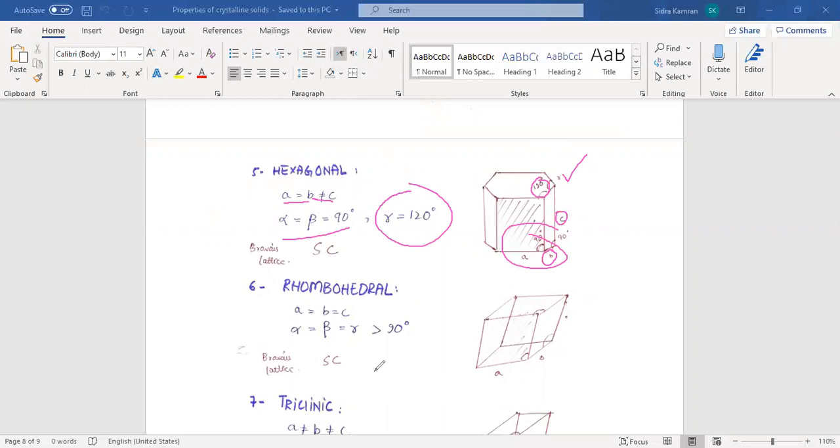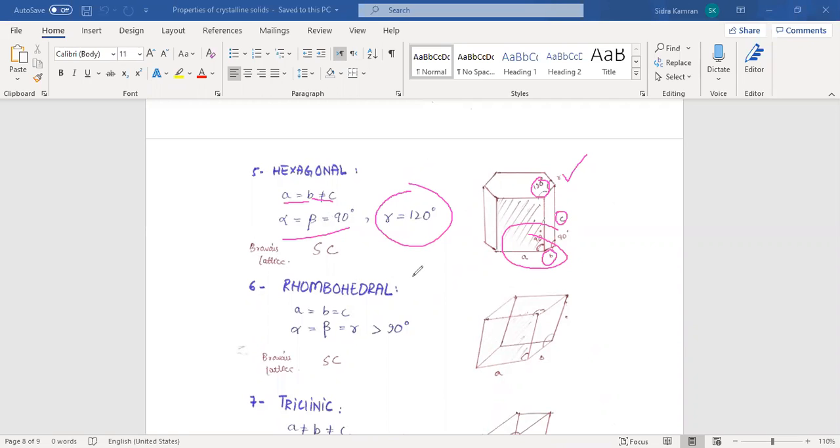Next we have examples of the hexagonal crystal system: graphite, zinc oxide, cadmium sulfate, ice, zinc, cadmium. So these are basically showing the hexagonal crystal. Zinc and cadmium, we also discussed this before, that they have the hexagonal crystal system. Graphite, zinc oxide, cadmium sulfate and ice are examples of the hexagonal system.